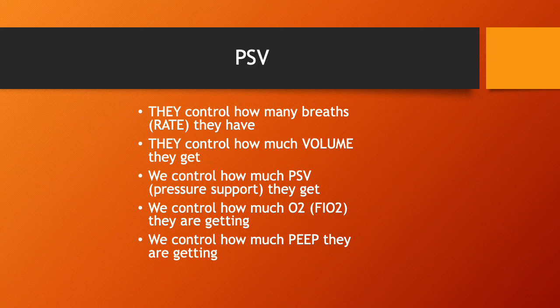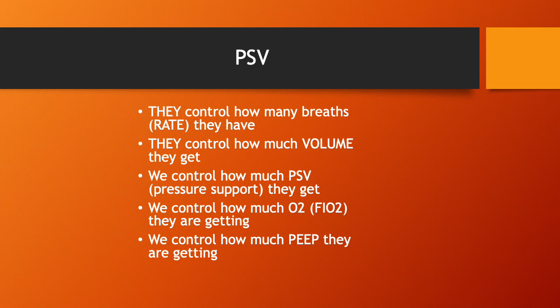So when we get to the point where we're ready to wean, we can talk about another mode known as pressure support. So this one's completely different than the other ones we've talked about so far. So in pressure support, they control how many breaths or the rate that they have. They control also how much volume they get. So this is brand new. Remember, up until now, we've been controlling their rate. We've been controlling their volume. Now it's all up to them. This is completely the patient.